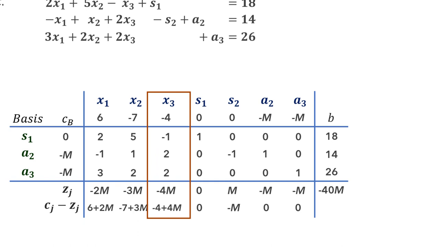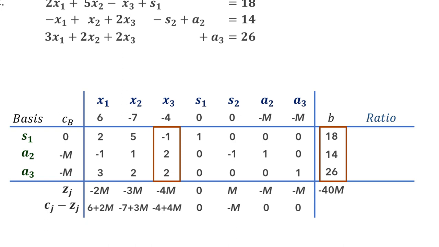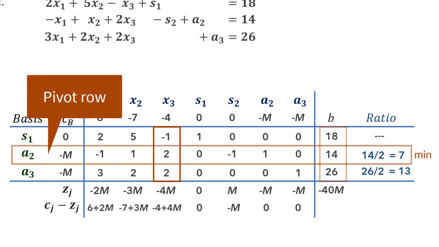To determine the pivot row, we compute ratios of the B column values to the positive pivot column values. The smallest of these ratios determines the pivot row. If the pivot column has values that are either negative or 0, we will ignore them as we are only interested in non-negative ratios. The first ratio here is 18 over -1, which we will ignore since it produces a negative value. The second ratio is 14 over 2, which gives 7. The third ratio is 26 over 2, which gives 13. The minimum of 7 and 13 is 7. Therefore, the key or pivot row is the second row, and the variable leaving the basis is A2.